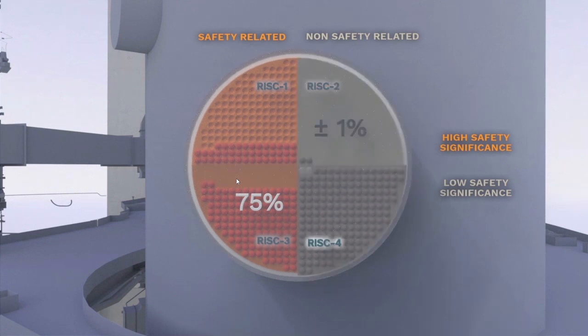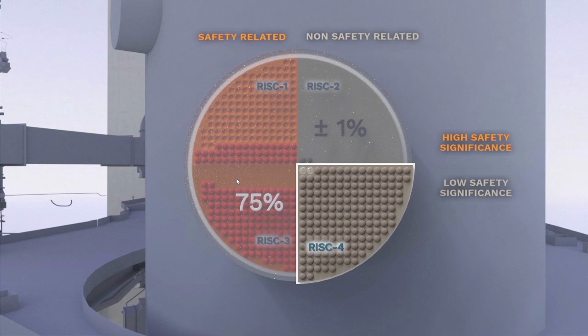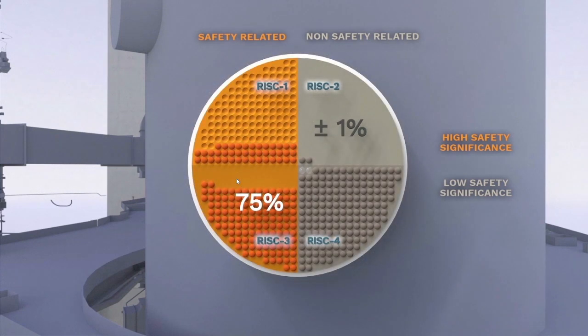Risk 3, the graphics going through, it's very fun. Risk 3 is really the area of interest. So it's safety related, but you've determined that it's low safety significant, which means the failure of a component does not impact plant safety or environmental safety either.